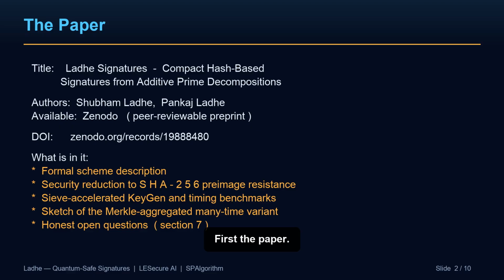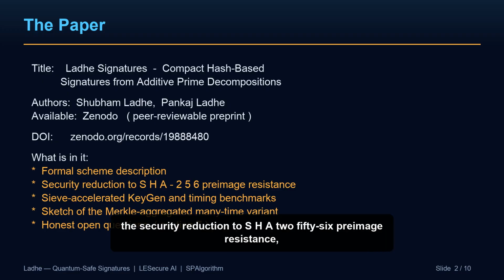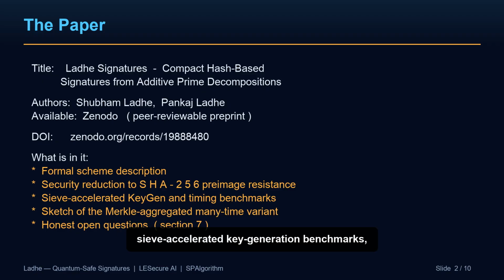First the paper. Title: Ladhe Signatures: Compact hash-based signatures from Additive Prime Decompositions. Authors: Shubham Ladhe and Pankaj Ladhe. Available on Zenodo as a peer-reviewable preprint. It contains the formal scheme description, the security reduction to SHA-256 preimage resistance, CRT-accelerated key generation benchmarks, a sketch of the Merkle aggregated many-time variant, and honest open questions in section 7.